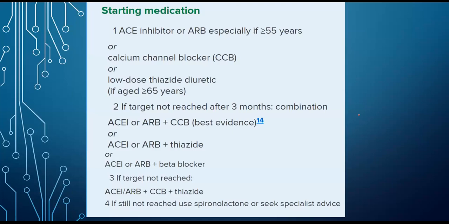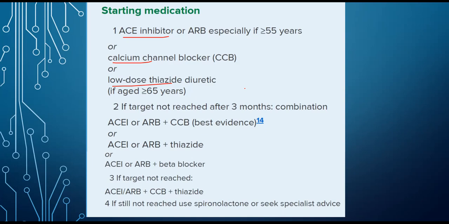Okay, so that's usually the best idea for how to start medication. Now, let's say you are starting a medication for the patient. What is your first line medication? The first line medication is any of these three: ACE inhibitor, calcium channel blocker, or low dose thiazide diuretics. Thiazide diuretics is a good idea for more elderly patients above 65. But for middle age, like around 50, 55, ACE inhibitor will be your best choice to start with. So any of these three is fine.